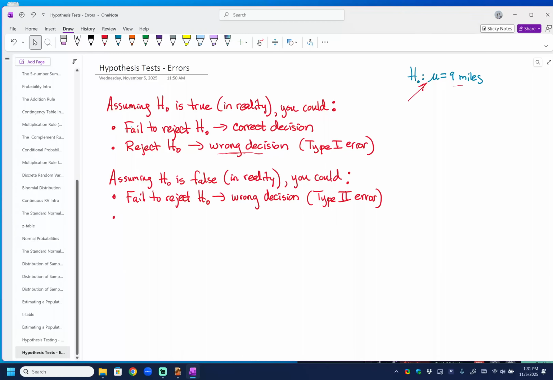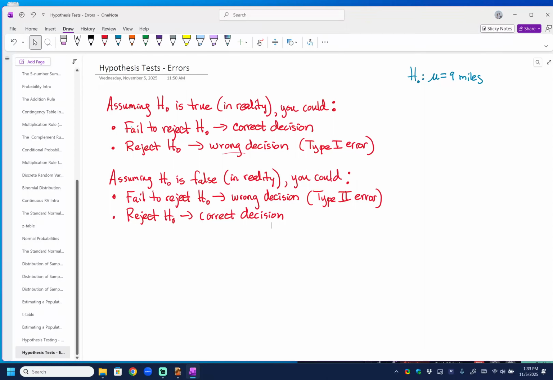Our last decision possibility is that the test, in this scenario of assuming that the null is false, is to reject H naught. So basically, we know this isn't true, and now the test says to reject it, which means we're making the correct decision. Again, this is what we want to happen in our test. Obviously, we want to make the correct decision.